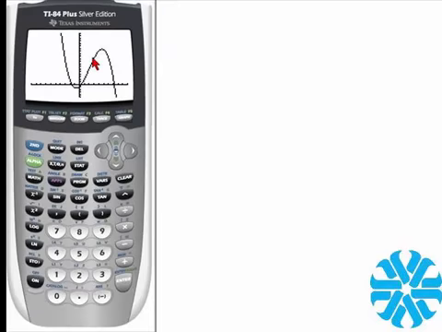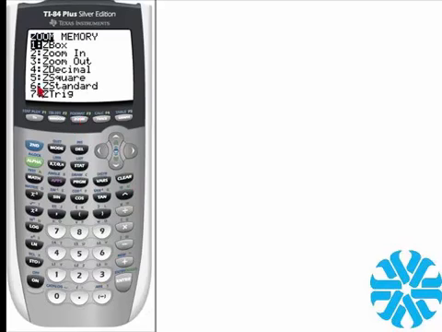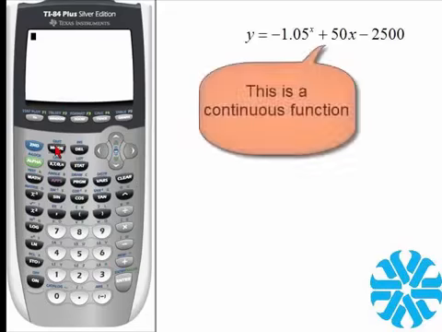Now, let's clear out this function. Let's hit clear. And let's go back to the zoom. And we want to get it to zoom standard. So let's start here in the standard viewing window. And let's quit out of this. In the second example, we would like to find the graph of negative 1.05 raised to the x power plus 50x subtract 2500. And then we would like to find an appropriate viewing window for this function.